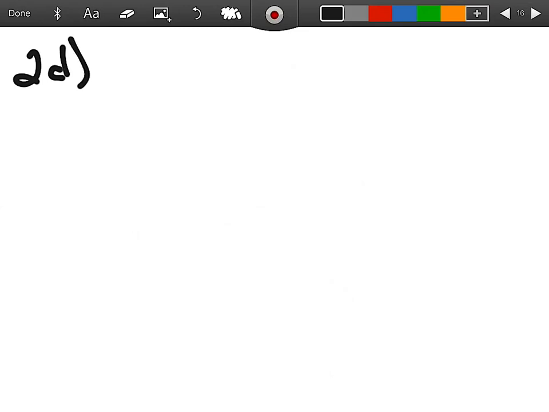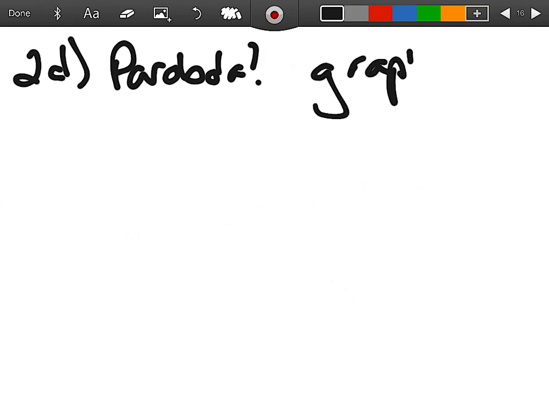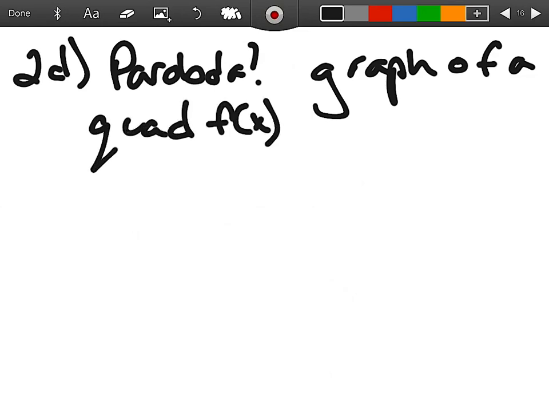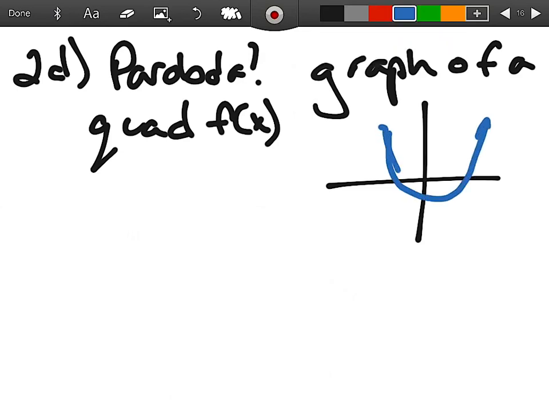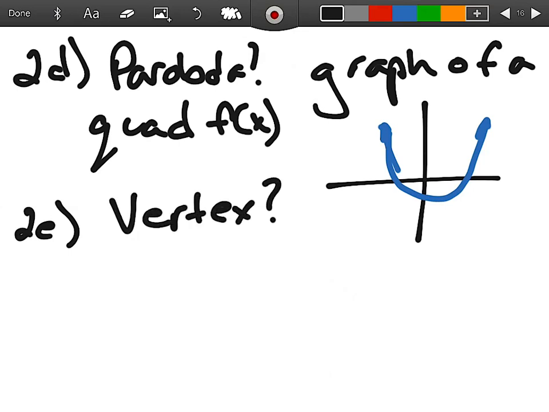2D is asking us, what is a parabola? And a parabola is the graph of a quadratic function. And you all love it. And it looks like this, right? All right, and then 2E, what is a vertex? And the vertex is the low point or high point in the parabola.